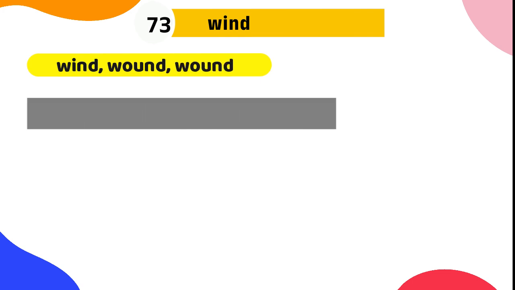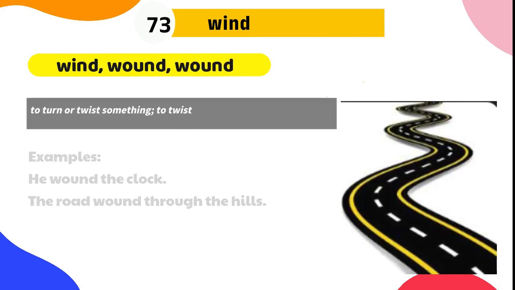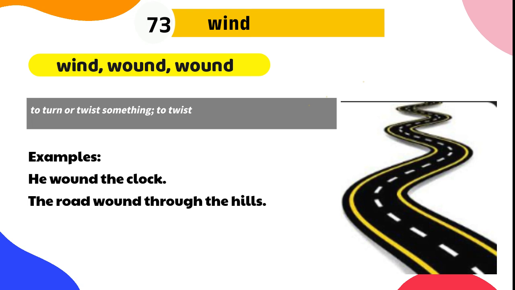Wind, wound, wound. Meanings: to turn or twist something, to twist. Examples: he wound the clock.